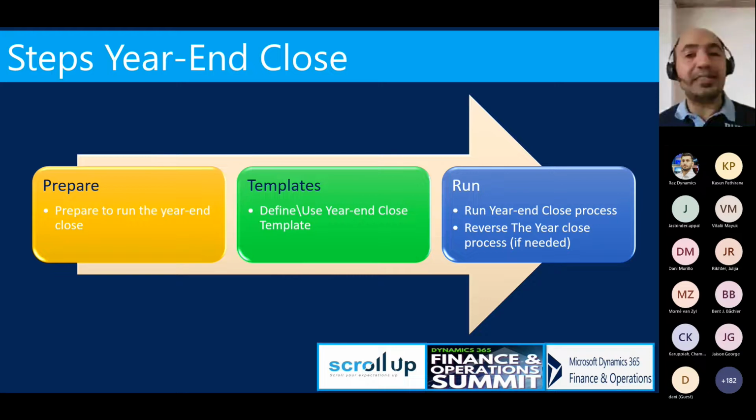You have what we call the templates. These templates we can define or use a template already there, and this was part of the enhancement. And then we have the run, how we run the year-end close process, and the reverse year-end close is there. If needed, you can run it. It's not something required. Unless you have a problem, you can always reverse. And the beauty about this reverse is that it will remove all the year-end close as if it was an error, as if it was not there at all. This is the purpose of the things here.